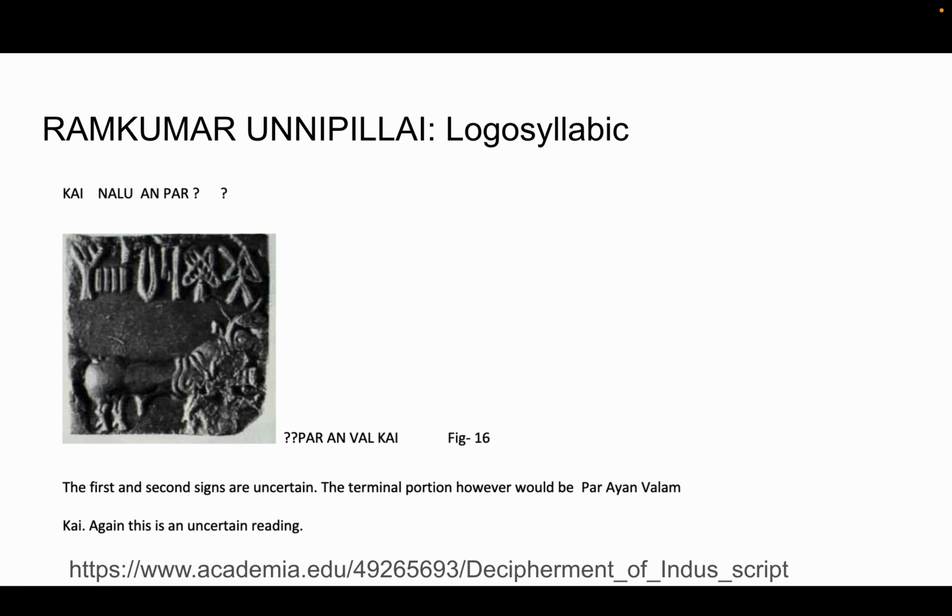So this is another one by Ramkumar Unnipillai, and here what he's done is he's assigned values to each symbol. So the first symbol, the leftmost symbol, is Kai, which is like a hand. Next is Nala, which is like 4, and so on. But when reading, as you can see, he reads it as par ayan valam. There's no V or Y in the reading, and he uses flexibility to insert them. So essentially, all of these really are sort of logosyllabic.